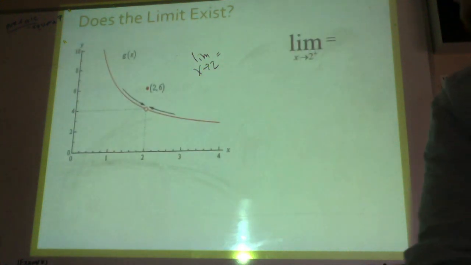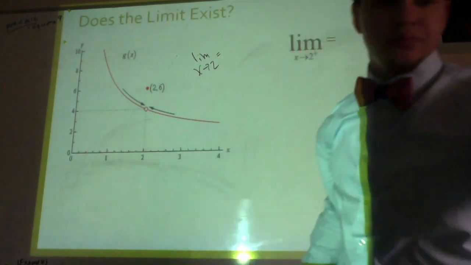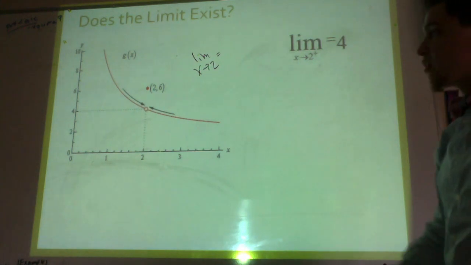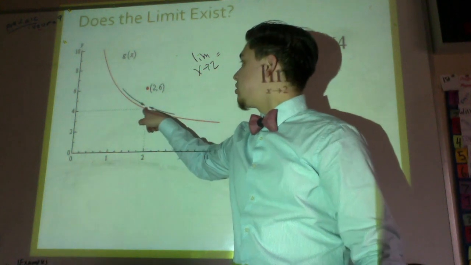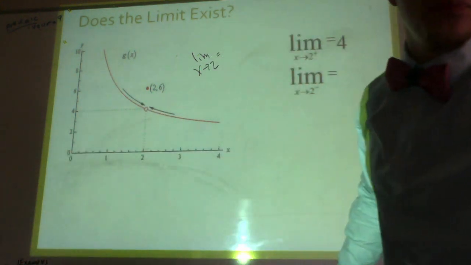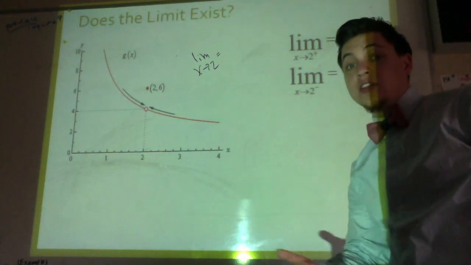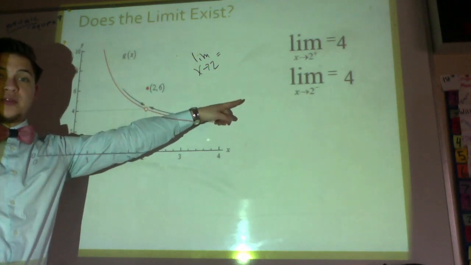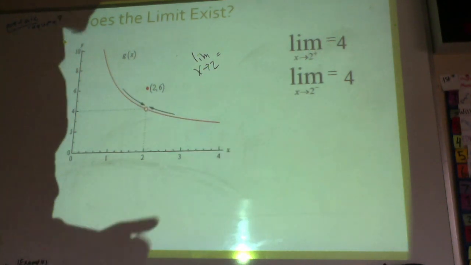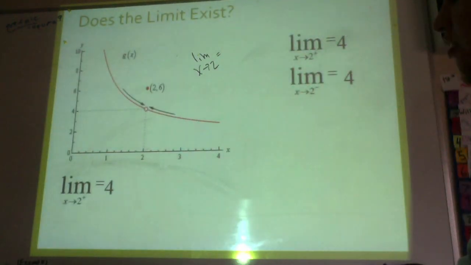Okay, there we go. So the limit as x approaches 2 from the right is 4. The limit as x approaches 2 from the left is also 4. What does that mean? That means the overall limit exists, right? If the limit as x approaches 2 from the right and from the left are both 4, the overall limit exists.